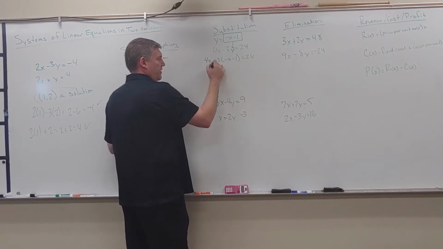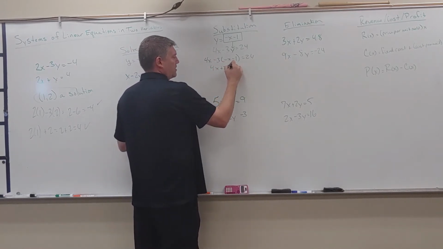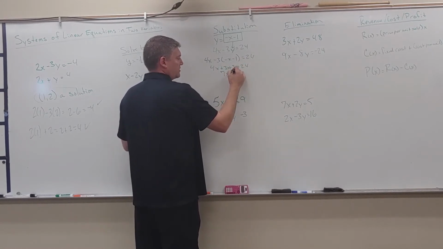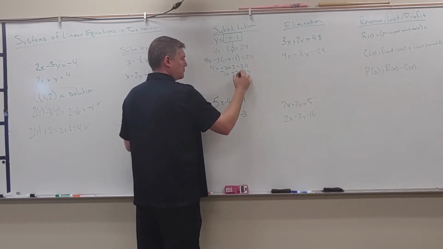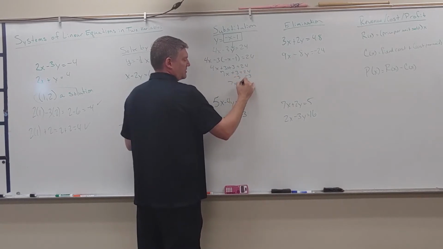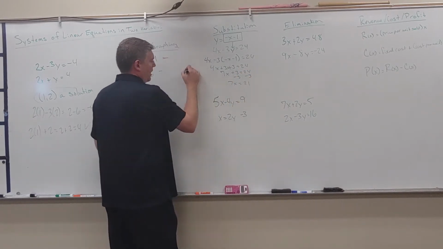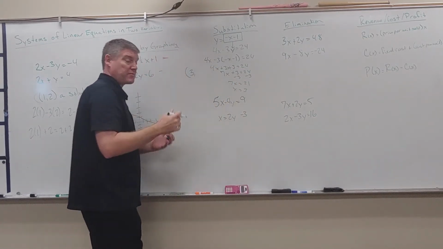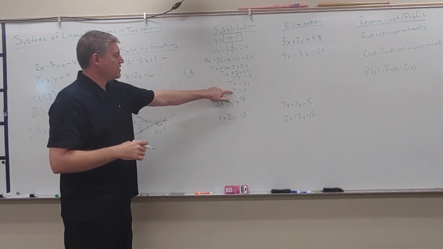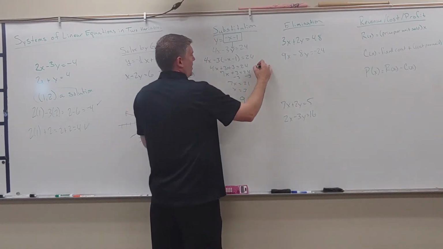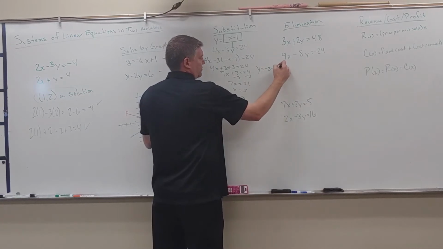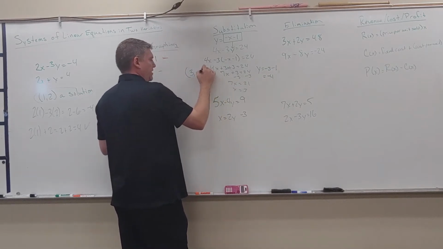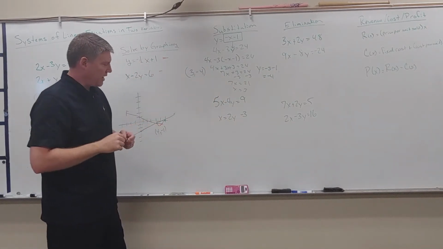Now I'm going to do a little simplifying. 4x plus 3x plus 3 equals 24. 7x plus 3 equals 24. Subtract 3: 7x equals 21, or x equals 3. Now I'm not done. I need to find my y, so I take this and plug it back in. y equals negative 3 minus 1, which gives me negative 4. So y is negative 4.